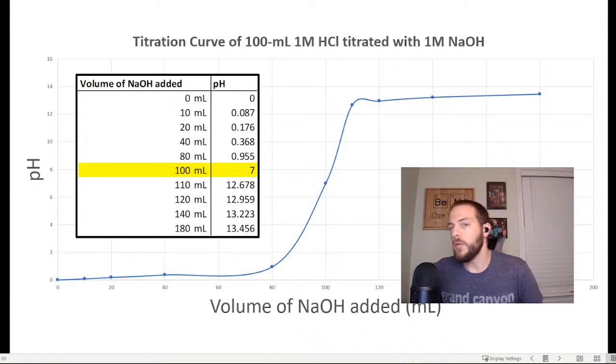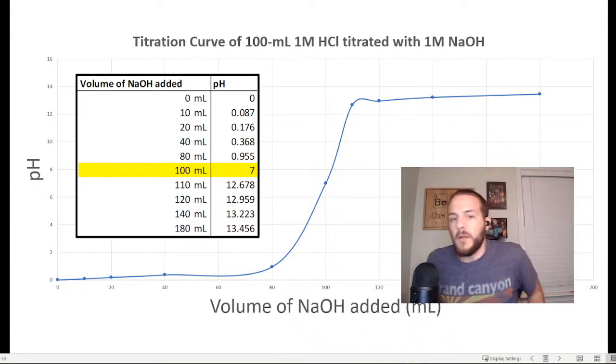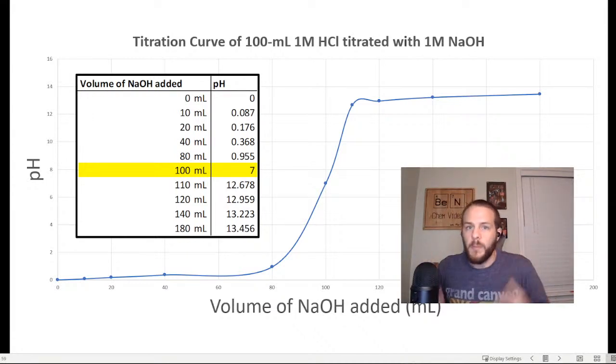So we're going to do something similar tonight. The only difference is, instead of doing a strong acid, strong base titration, we're going to do a weak acid, strong base titration. So we're going to do calculations associated with titrating a weak acid with a strong base.